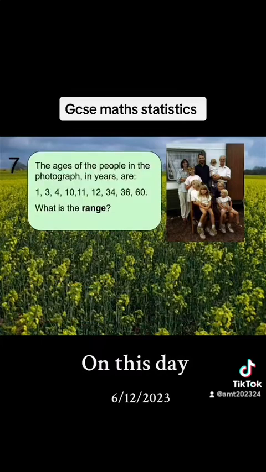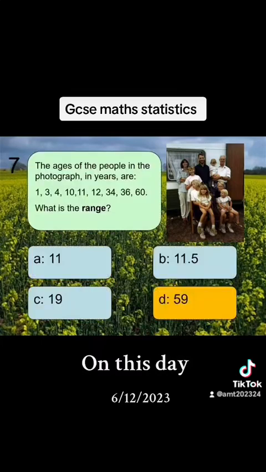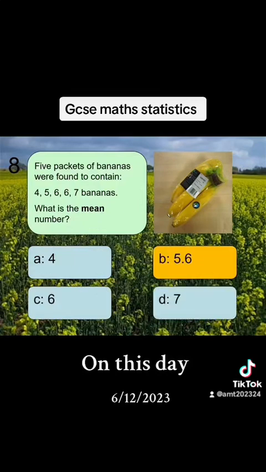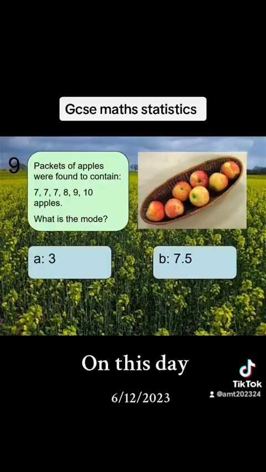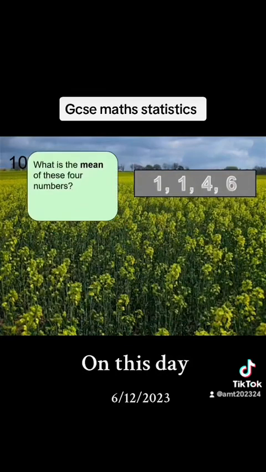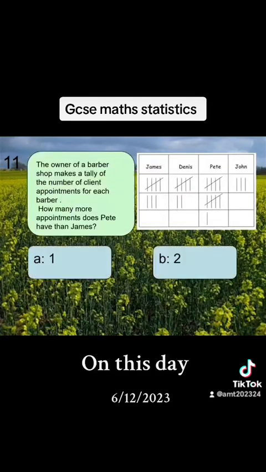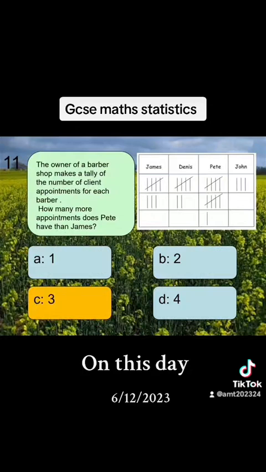Remember, range is biggest subtract smallest. Okay, mean, it's going to be that 7, 3. Okay, last question, and we get the answer of 3. Okay, you work out the difference between Pete and John's. So that's what I call a tally chart.